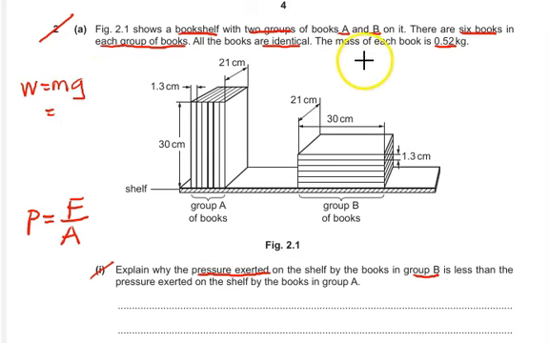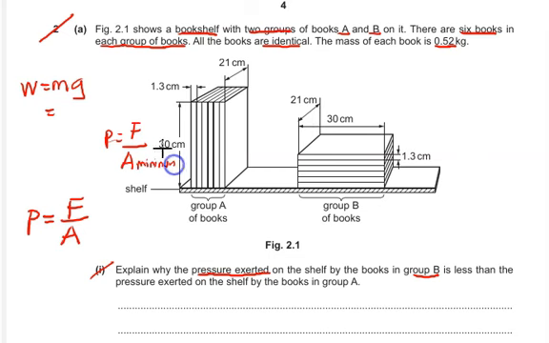And since all books are identical, each has 6 books, so they will have the same force. The only thing that makes a difference here is the area. If you look at group A, their area is slightly smaller compared to group B. So for group A, the force is constant and the area A here is minimum.